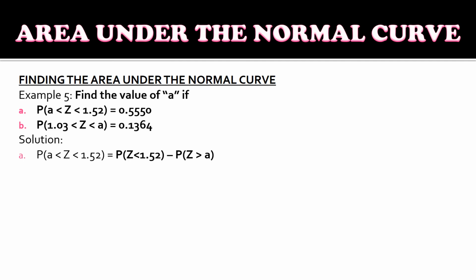To rewrite, we would have the probability of Z less than 1.52 minus the probability of Z greater than A equals 0.5550. The probability of Z less than 1.52 is equal to 0.9357. If you use the Z table, that would be the area. Then minus the probability of Z greater than A equals 0.5550. So we're just going to solve it algebraically.